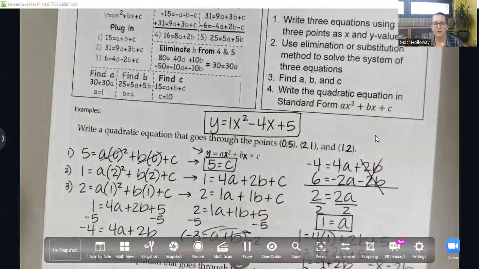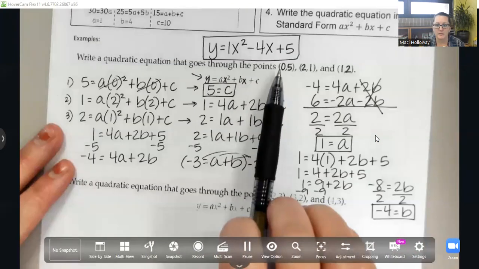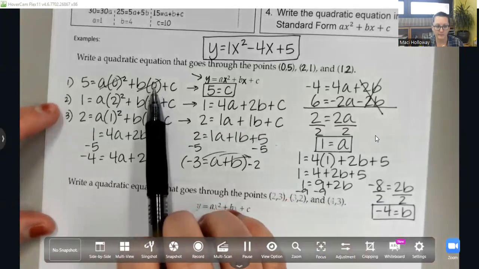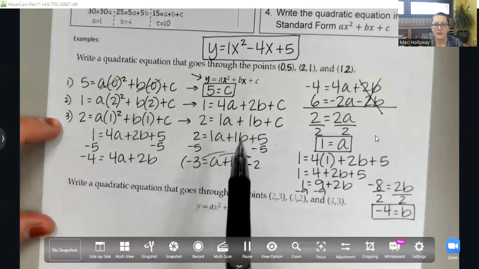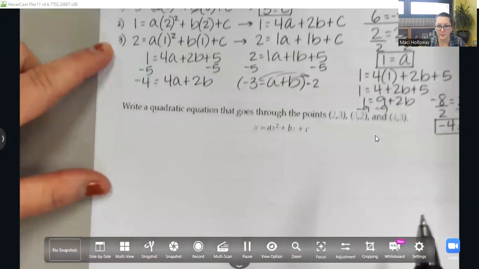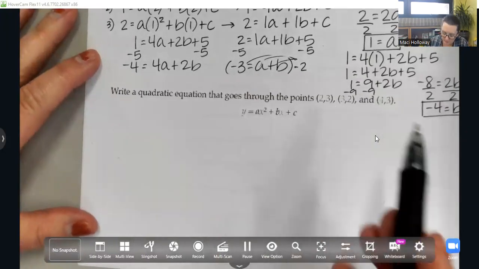That's great. All right, let's do another one. So think, we replaced all of our x values with our x points. We created three equations, right? Substituted x and y. And then we solved by elimination. All right, let's look at our next one. We're going to do the same thing. We're going to replace with x and y.